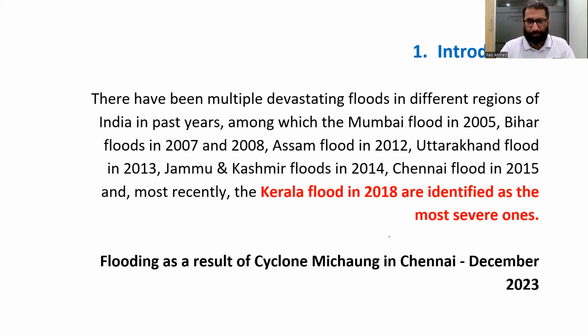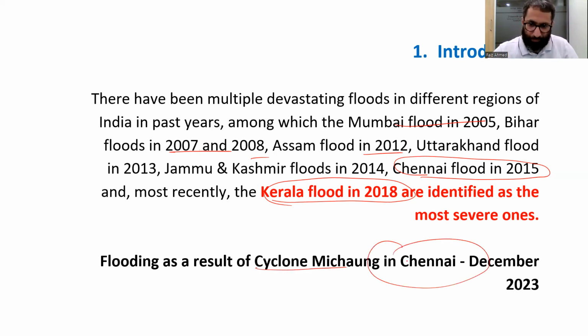If I put these statistics into perspective, these are some of the recent floods that India has encountered: Mumbai flood of 2005, Bihar floods of 2007-8, Assam floods of 2012, and more recently the Chennai 2015 flood. The case study that we are presenting today is of the flood that occurred in 2018. And as we were preparing this, last week we had a cyclone, and Chennai was again impacted by the storm surge and flooding. So this is a pertinent problem in India.